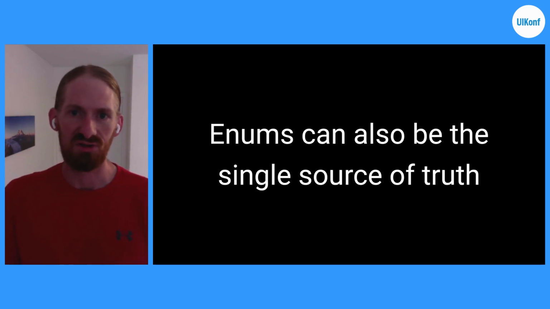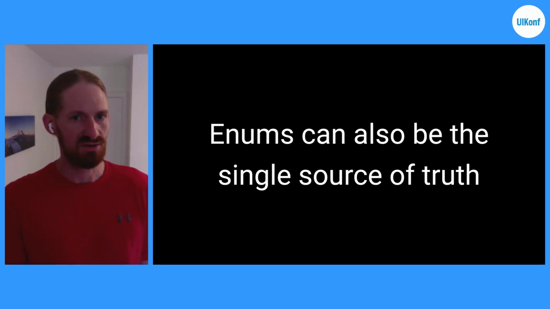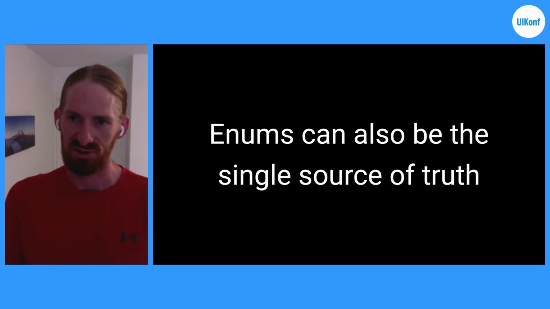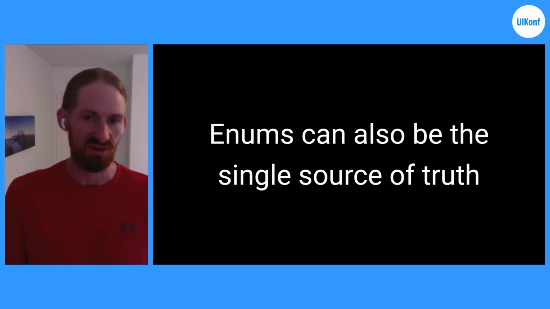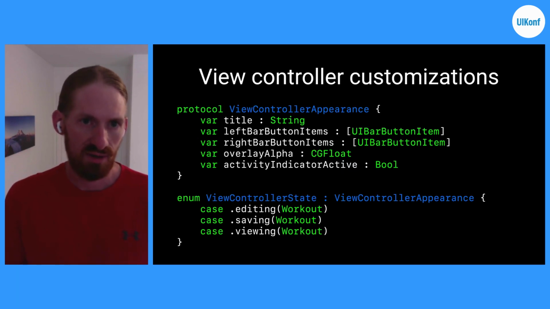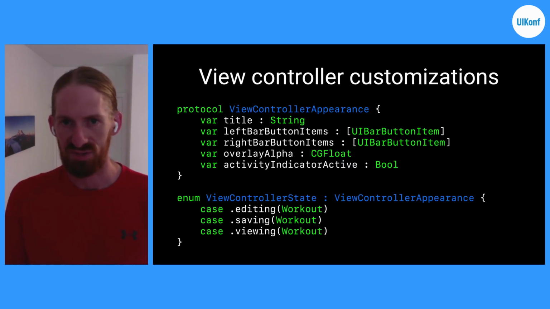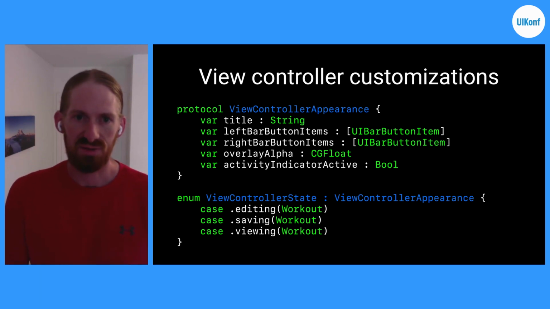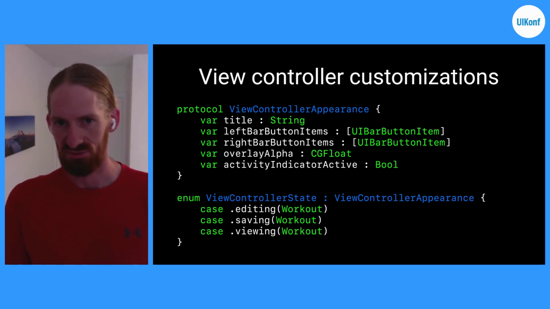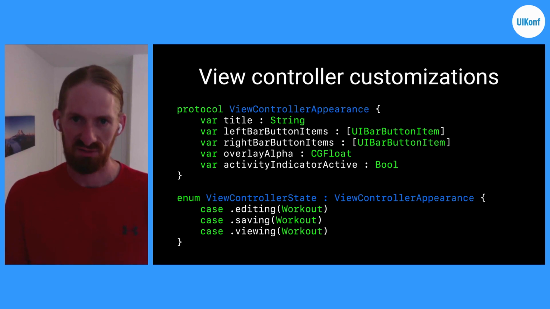Enums can also be the single source of truth for complex objects like view controllers. There are usually several modes that a view controller can be in. The modes might be designed around features like viewing or editing a document or recording or saving a workout. A lot of things can change based on the mode. The navigation bar title and bar button items might be different. There might be an overlay view that's hidden or visible. There might be an activity indicator that's started or stopped.